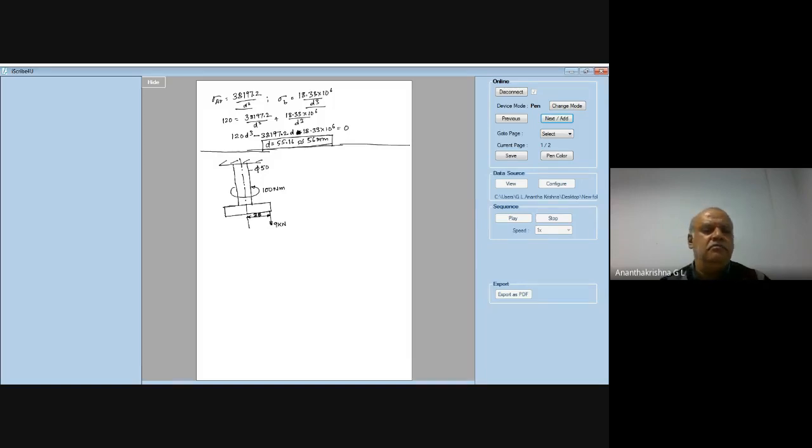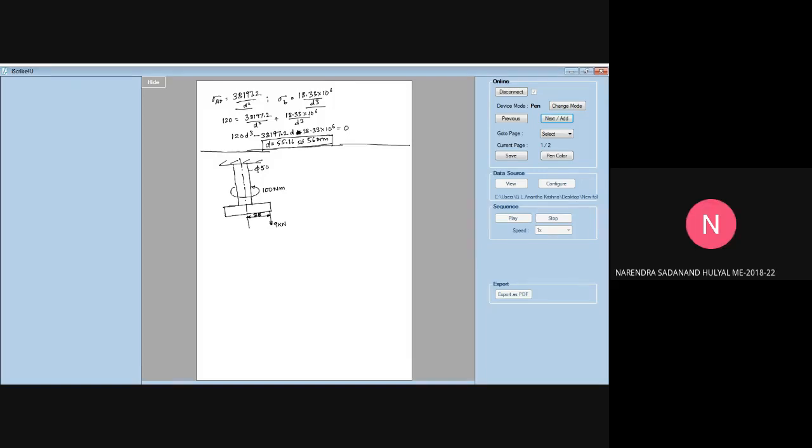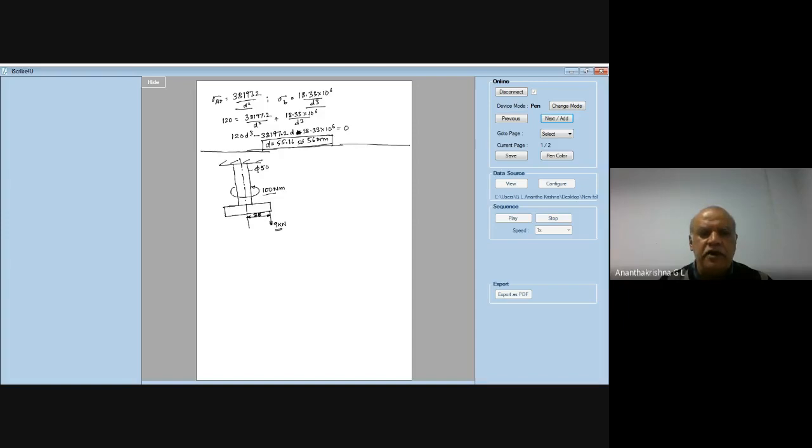Yeah, please read, Narendra. A 50 mm diameter steel rod supports a 9 kilonewton load and in addition is subjected to a torsional moment of 100 Newton meter. Not momentum. Wait. Torsional moment. That's all. Okay. Moment is different.